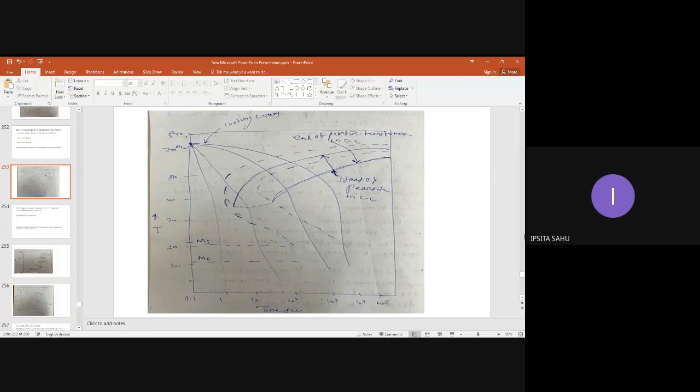Ipsita, can you answer this one? No, sir. Okay, Latmika, can you answer this one? Why in the CCT curve is the curve absent below the nose of the C curve? It is up to the nose. No, sir. Okay, Mohammed.